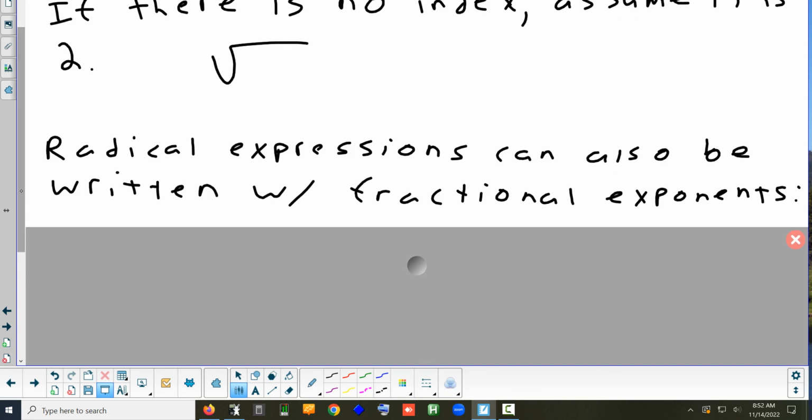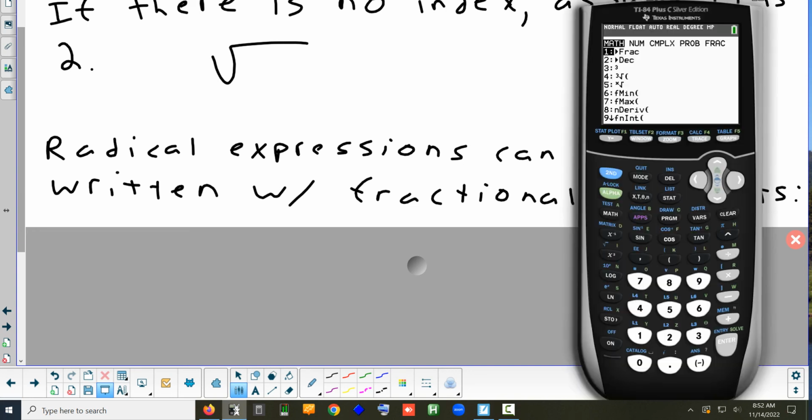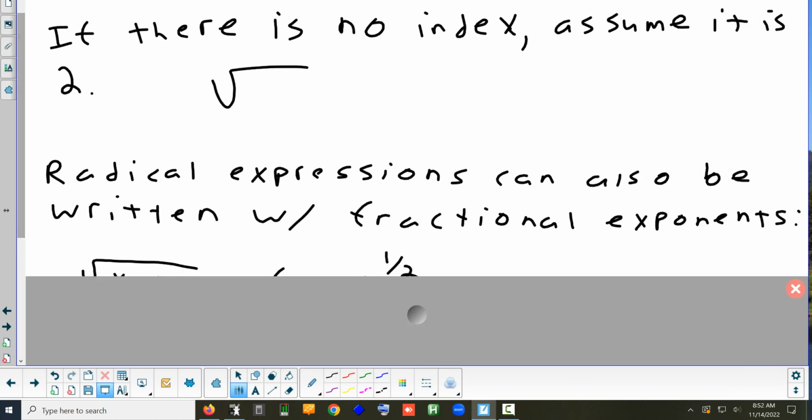Now, there's a connection between typing something in with a radical sign and an exponent. Let's say you didn't have a button on your calculator to do 5th roots. You don't need this button. You don't need that option 5. You can type in a 5th root on the calculator with an exponent instead. Let me show you how that works.